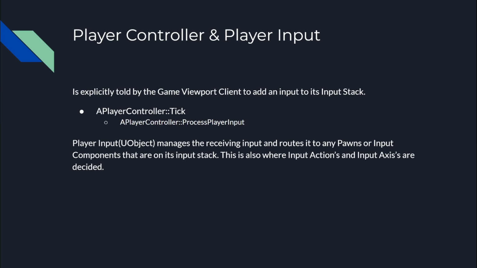This is also before it actually sends this information to those pawns or input components. This is also where it figures out, is it an input action, is it an input axis, and so forth. It doesn't actually set up the settings, it pulls that from the input settings, but this is where it just figures it out. So this object manages figuring out if it's lined up with the settings that it got, and the input settings is the one that sends the configurations to the player input.